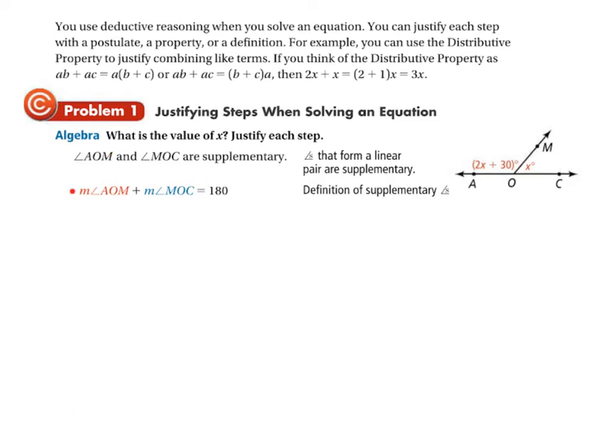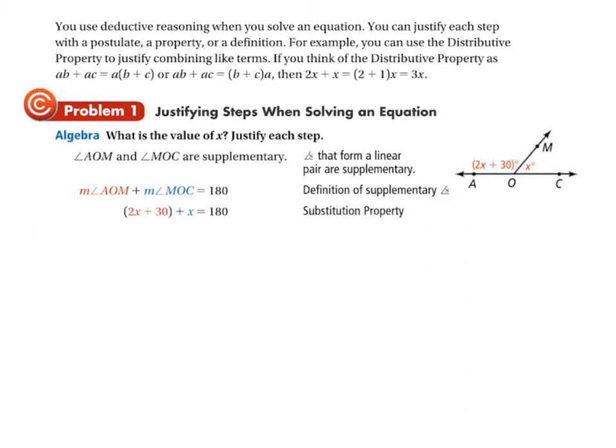From there, we can then write, note that they're talking about the angles here. Here we're talking about the measures of the angles. The measure of angle AOM and the measure of angle MOC, when added, will equal 180. That's the definition of supplementary angles. Again, what you're doing here is justifying the statement that you made with this justification or reason.